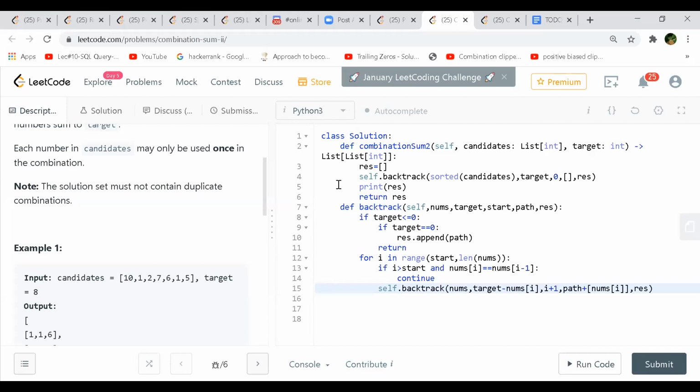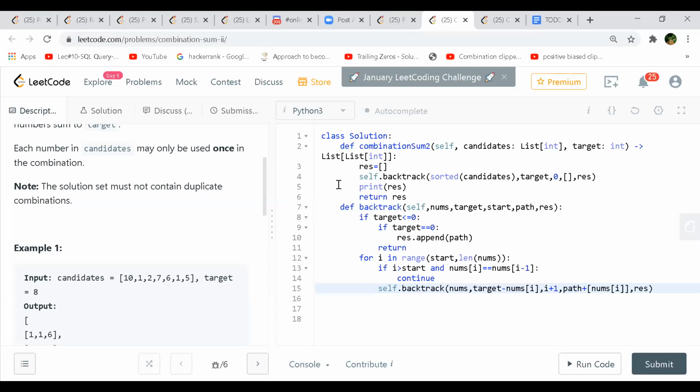So I'm going to start by talking about when start equals 0. So i equals 0 first. We're done with that recursive call. Then i will be equal to 1, so your start also will be 1, so you won't consider that.